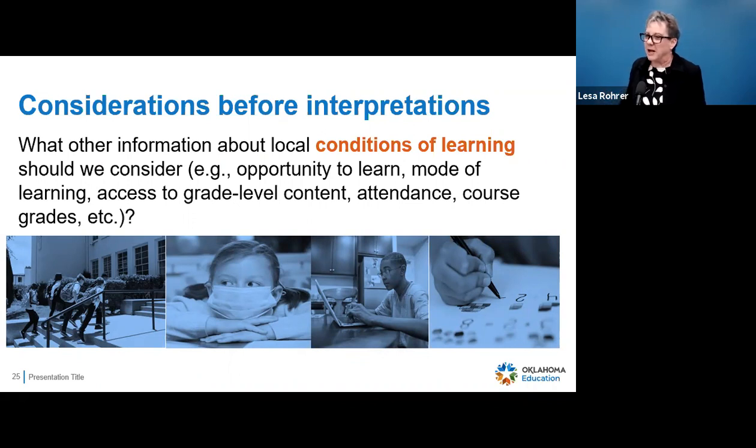What other information about local conditions? And this is what you really know. You know your local environment better than anyone. So how did those opportunities to learn change? Did the mode of learning change? Did all of your students have access to grade level content? What about attendance? Did you have some students that were missing more often? Did you have teachers that were missing a lot? Because those things matter. And of course, course grades, because that's part of our assessment system at the local level. So this picture altogether helps us to interpret our test scores.